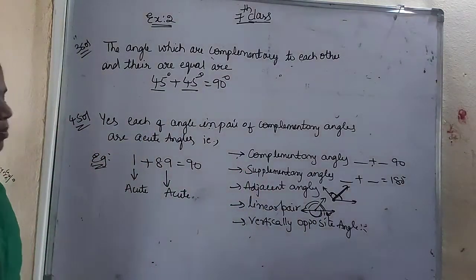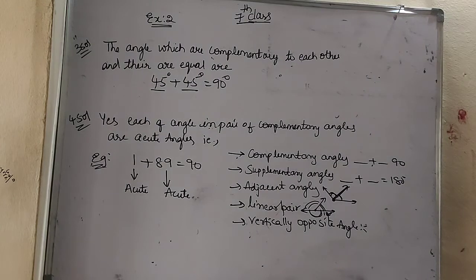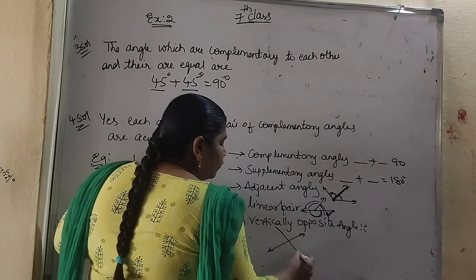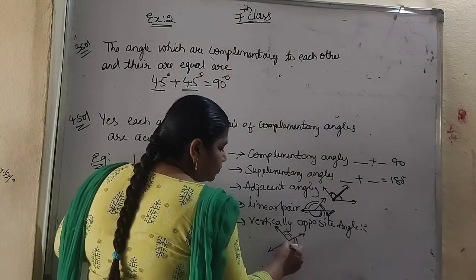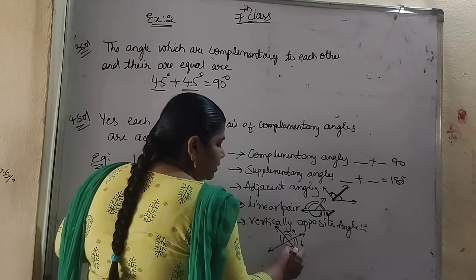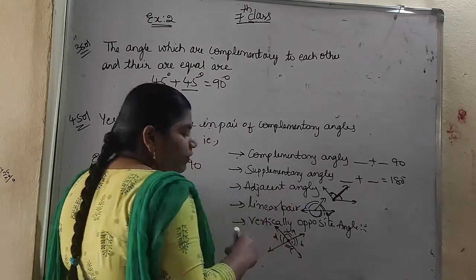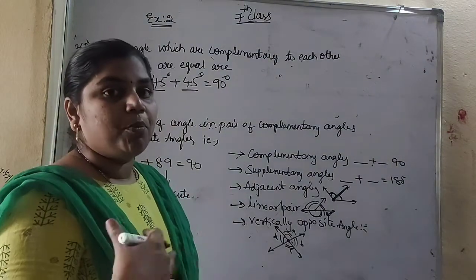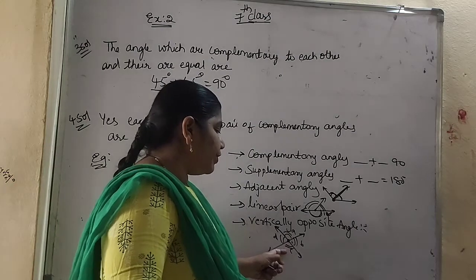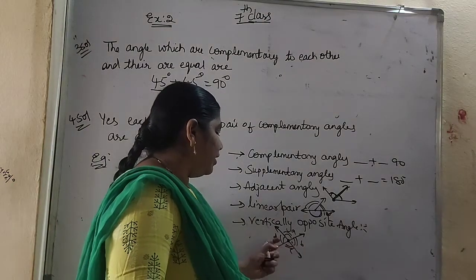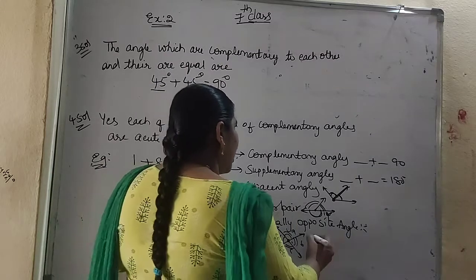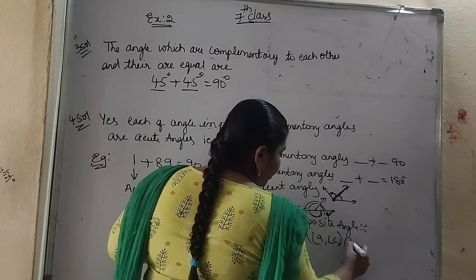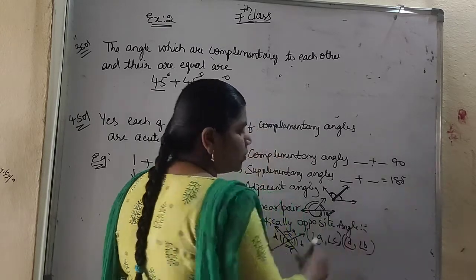Next, what are vertically opposite angles? Any two lines are intersecting. If any two lines intersect each other, how many angles are formed? 4 different angles will be formed. That is A, B, C, D. The intersection point will be O. So what do we mean by vertically opposite angles here? A and C are lying opposite to each other. So A and C are vertically opposite angles. In the same way, B and D are also vertically opposite angles.